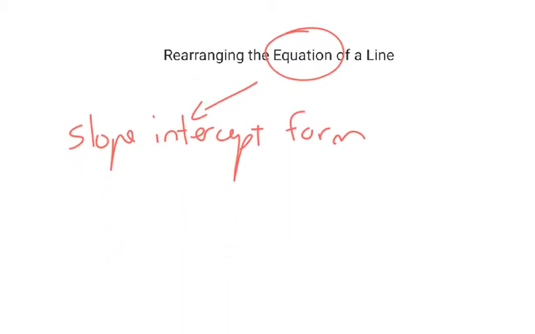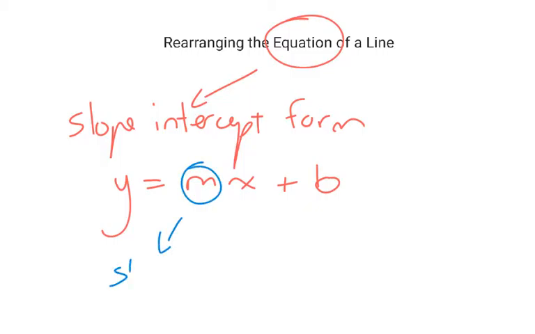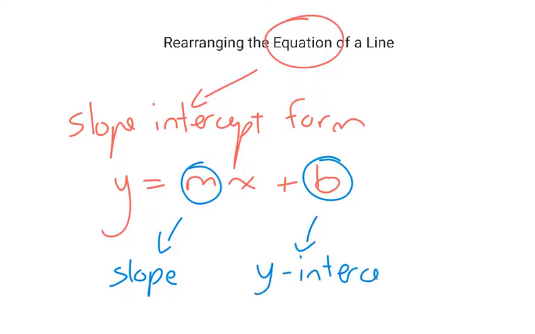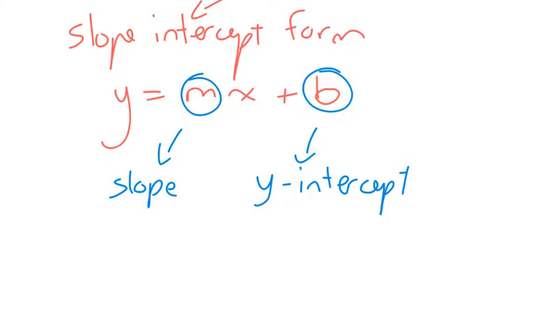Slope-intercept form looks like this. Y equals mx plus b. You might ask yourself, why is this called slope-intercept form? Well, m represents the slope of the line, while b represents the y-intercept. A line in slope-intercept form could look like this. Y equals 2x plus 3.